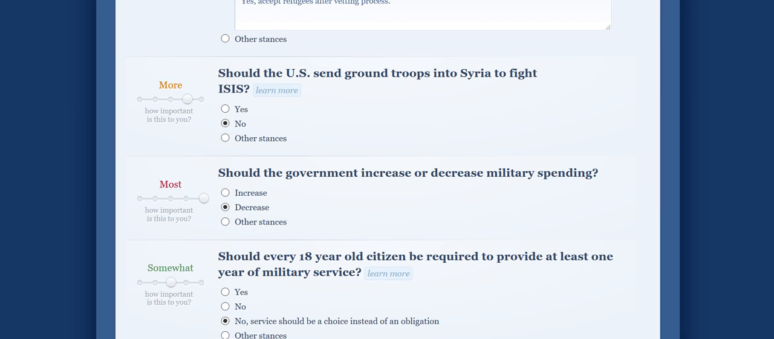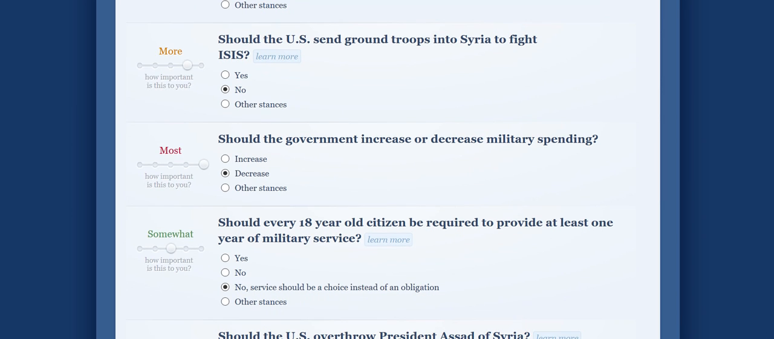Should the U.S. send ground troops into Syria to fight ISIS? No. Should the government increase or decrease military spending? I put decrease. Over 50% of discretionary spending goes to the military. The war in Iraq cost $7 trillion by 2053. I just told you about the story. $1.5 trillion already spent on the newest F-35. They need another $500 million now. It's crazy. I mean, it's fucking crazy.